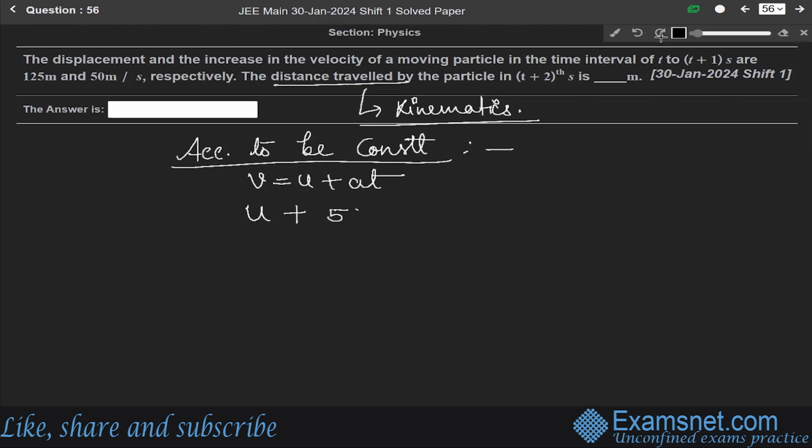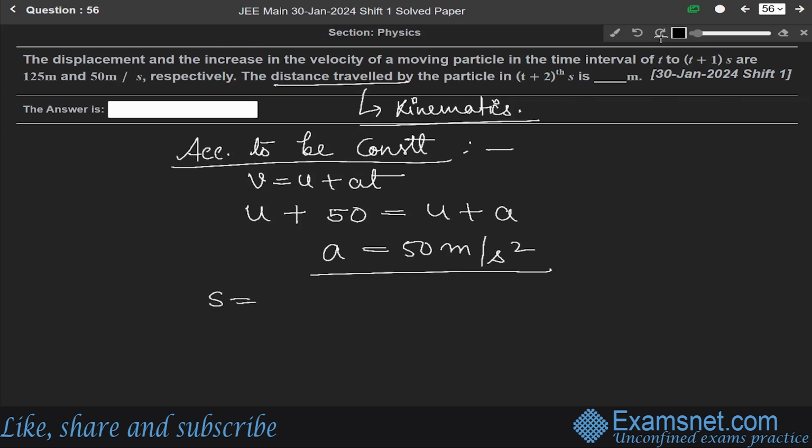So u plus 50 is equal to u plus a. We have considered this acceleration constant now. So u plus 50 will be equal to u plus a, means a will be equal to 50 meter per second square. Now s is equal to ut plus half at square.